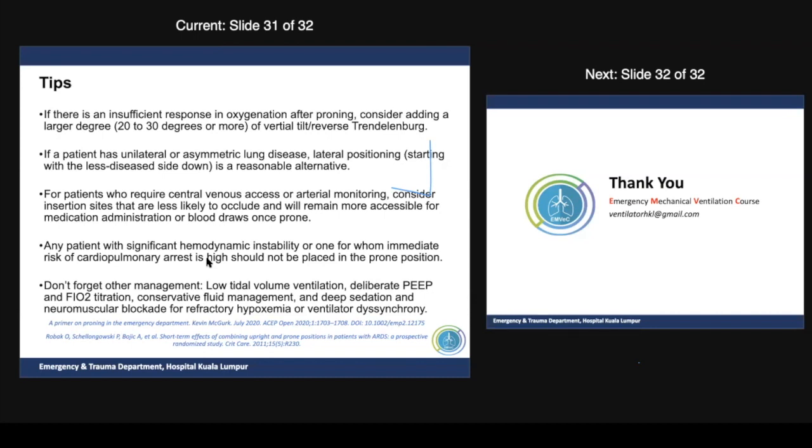Benarkah setiap 1 jam nak bagi rocuronium, 1 jam lagi nak kasih rocuronium kan? Kalau tak ada infusion pump, yes, you can do that.